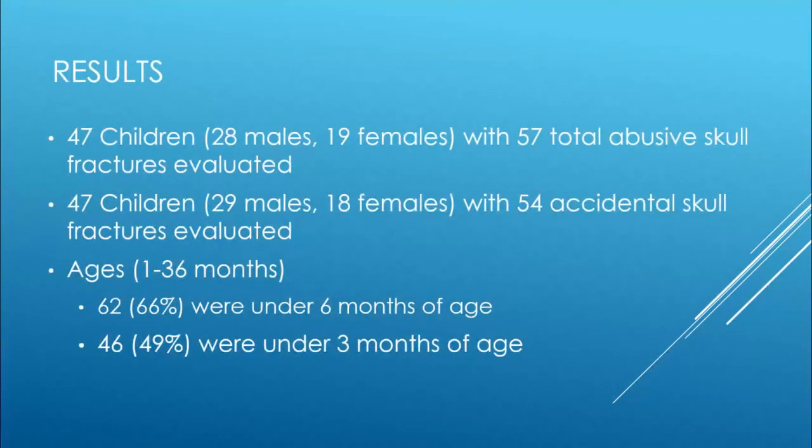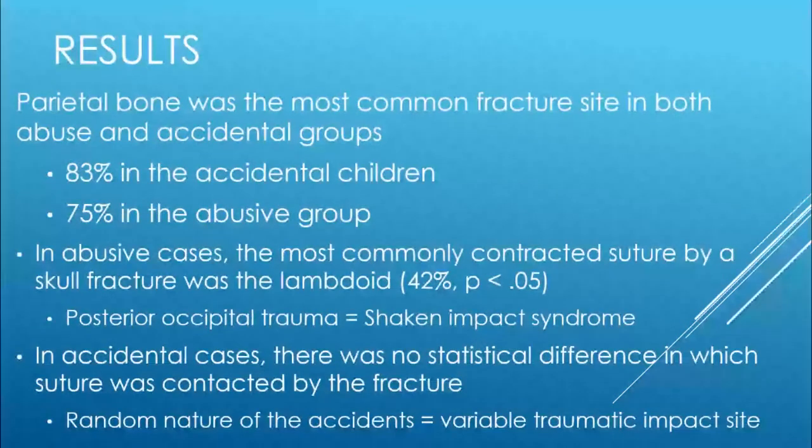So our results, we documented 47 children with abusive skull fractures and 47 children with accidental skull fractures. The majority of these patients that we looked at were under 6 months of age, and almost half of them were under 3 months of age. So we were primarily dealing with infants and very young children. We noted that the parietal bone was the most common fracture site in both abusive and accidental groups, which makes sense being the biggest bone in the skull.